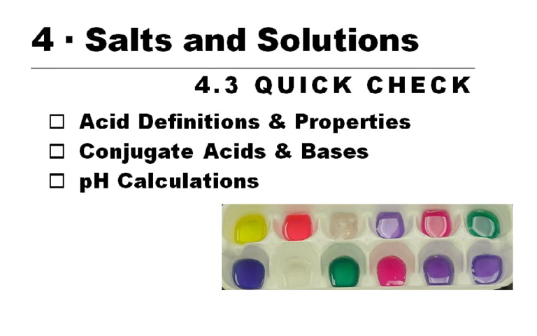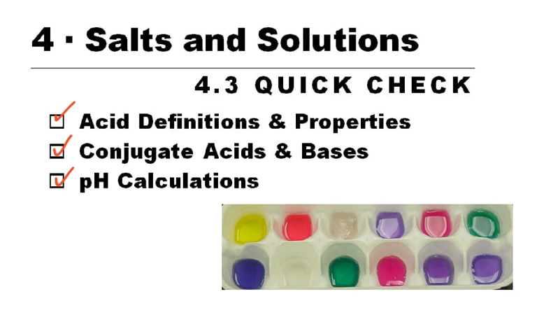I'd like to go over the 4.3 quick check. That's not a very hard set of problems, but there are some little tricky things here and there. So we want to look at acid definitions and some of the properties of acids and things you're just supposed to know and have memorized. We want to practice writing out conjugate acids and bases, and that gets a little bit confusing. And then we're going to do some pH calculations.